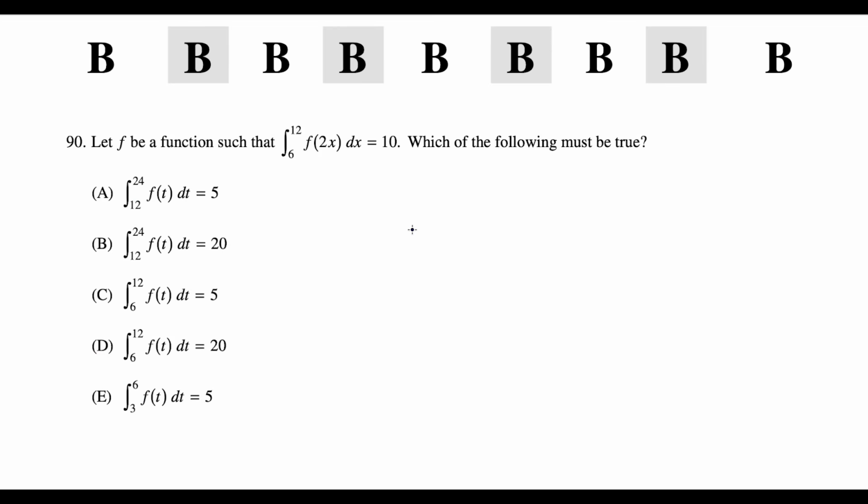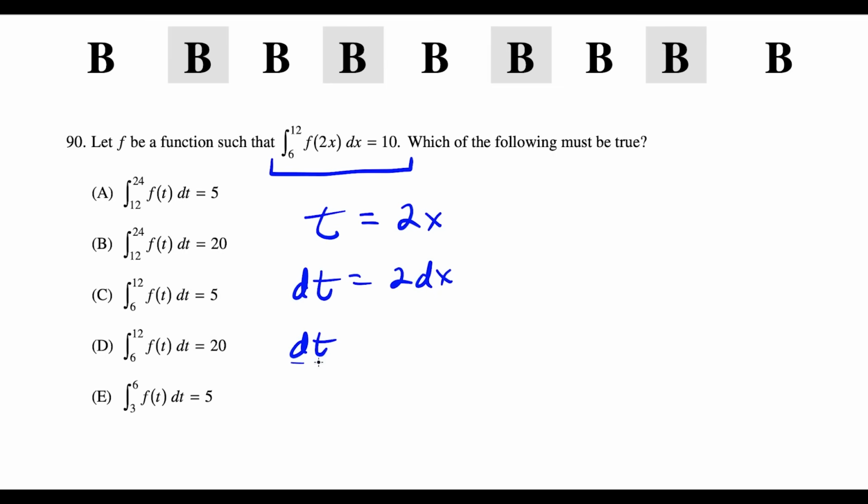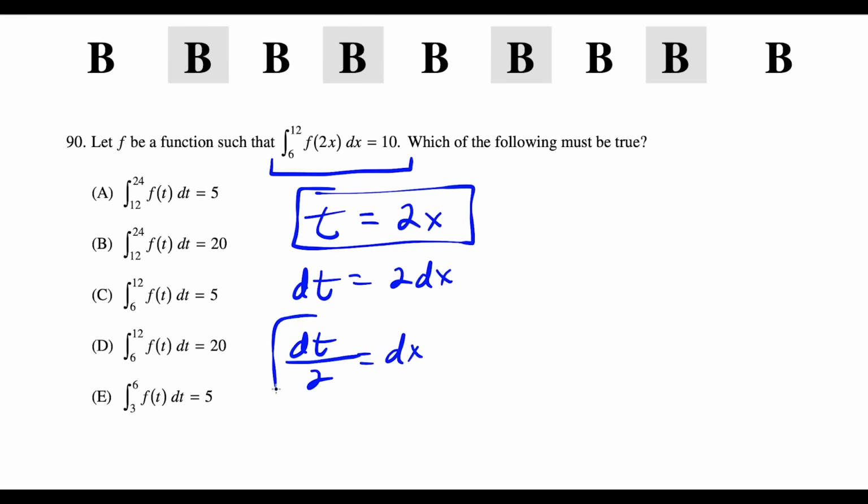So for question 90, we have to do a U-substitution, but sometimes to be funny, they'll make you do a T-substitution instead of a U-substitution. So here, just pretend the letter T is the letter U, but we have t equals 2x. So then dt is equal to 2 dx. So what we're going to do is solve for dx. That tells us that dt over 2 is equal to dx. So this is going to be an important piece to plug in, as well as this piece.